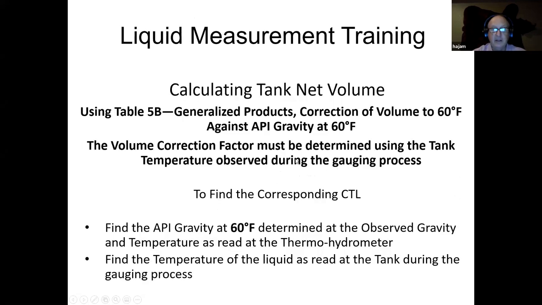Okay, so let's calculate the tank net volume. Using table 5B, which is generalized products and refined products and the correction for volume at 60 degrees Fahrenheit, we want to make sure we're using the right table as well. So it's 5A and 5B, all right? So once we know what the 60 degree gravity is, which was 51.1 degrees, we'll find the corresponding CTL. So find the API gravity at 60, determine the observed gravity, the temperature as read in the thermal hydrometer. And then remember that for us tank gauge, we have to know the temperature of the liquid in the tank. And so we'll come back to that.